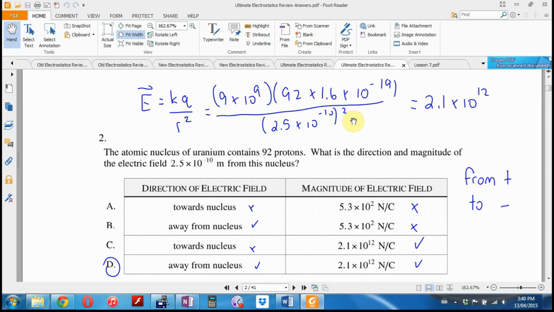So it wants the electric field. It's point charges, so I'm going to use kQ over r squared. Now Q is 92 protons, 92 of the 1.6 times 10 to the minus 19, squared. Okay. Oh, and direction. Well, from positive to negative. Let's see, which way would a positive charge go? Away from the nucleus, because the nucleus has a huge positive charge.